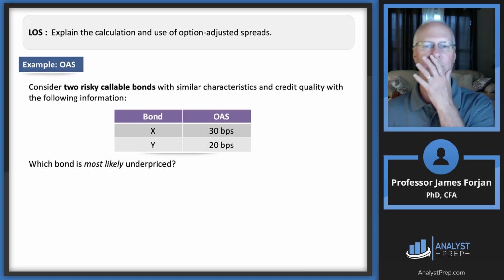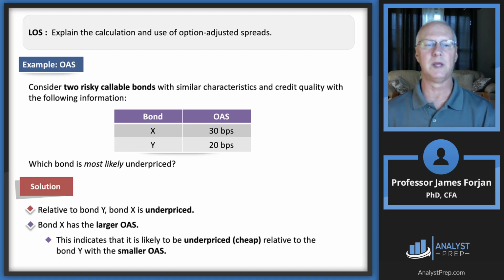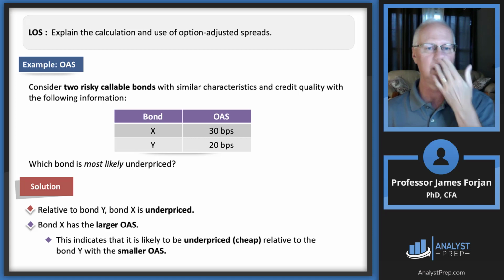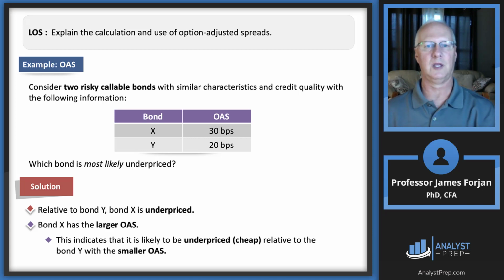Here's just a really quick, super simple example. We've got two bonds. They're risky. They've got identical characteristics. Which one is most likely to be underpriced? So bond X has an option-adjusted spread of 30 basis points, bond Y 20 basis points. So X is going to be underpriced because it has the larger option-adjusted spread.